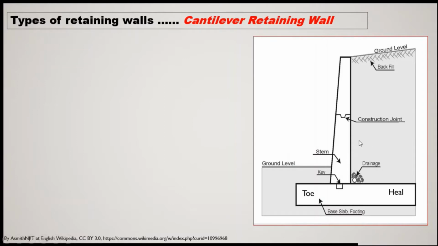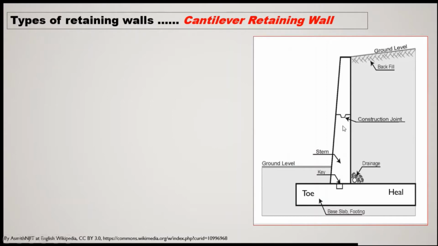Now this retaining wall is retaining the backfill that is shown behind the wall. Above this level is the ground level, and this is the backfill. To drain out the water, if some water is available in the backfill or due to any fall or any connectivity of water, that water will be drained out through this drainage.